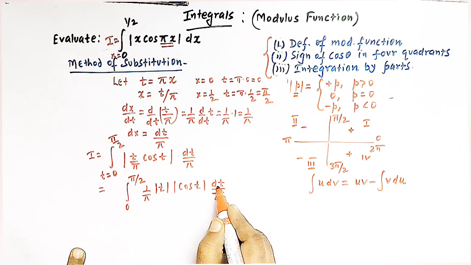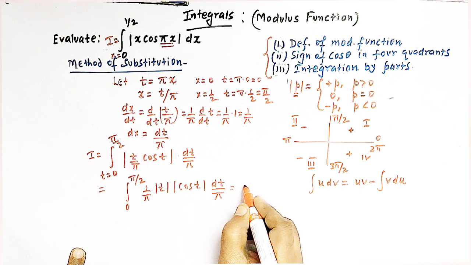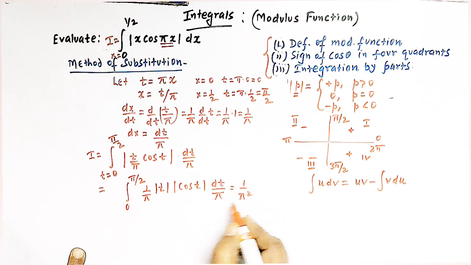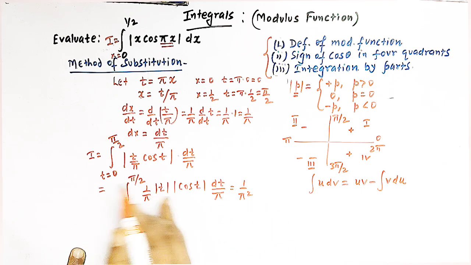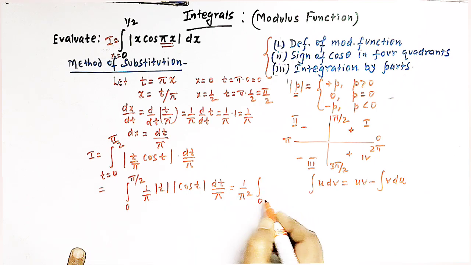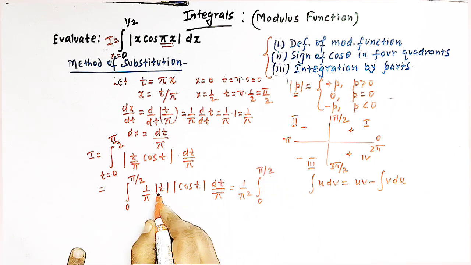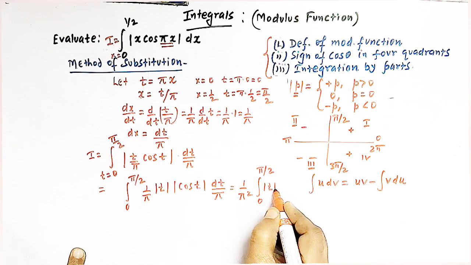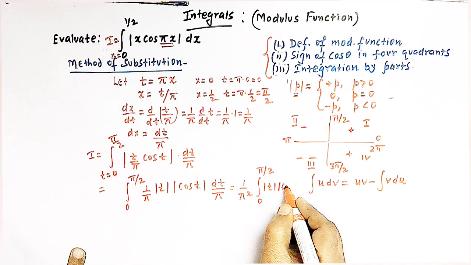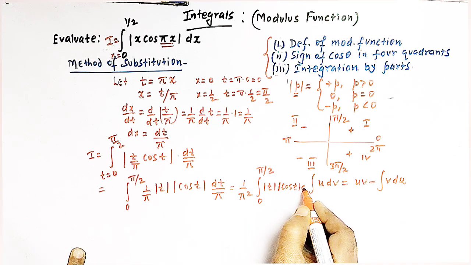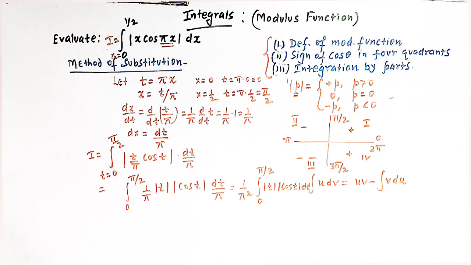Now 1 over pi and 1 over pi is 1 over pi square, and taking 1 over pi square outside the integral, then we have 0 to pi by 2, and here we have mod of t, and then we have mod of cos t, and here we have dt.